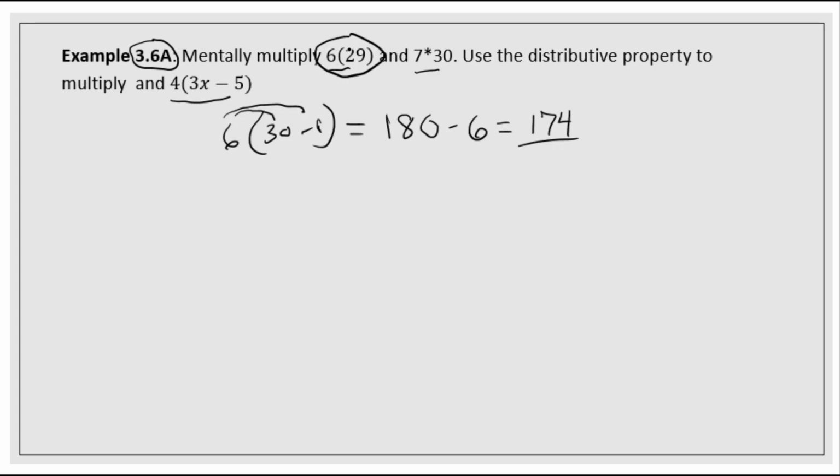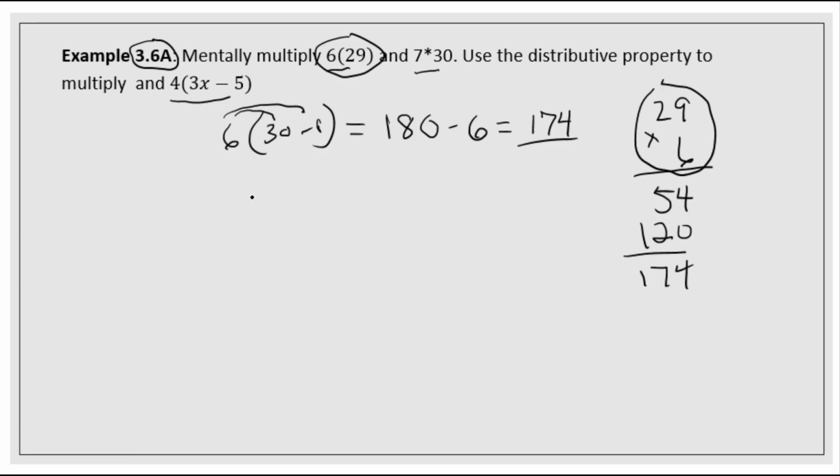And I'll do it the long way, 6 times 29. You sort of do the same thing as this, but 6 times 9 is 54. 6 times 20 is 120. So you get 174. Really, use the distributive property when you just multiply. Now, 7 times 30 is the same as 7 times 3, which is 21, and then add a 0. So I really didn't use the distributive property here.